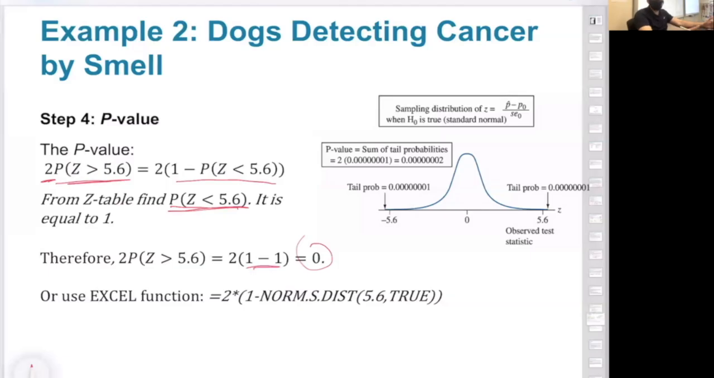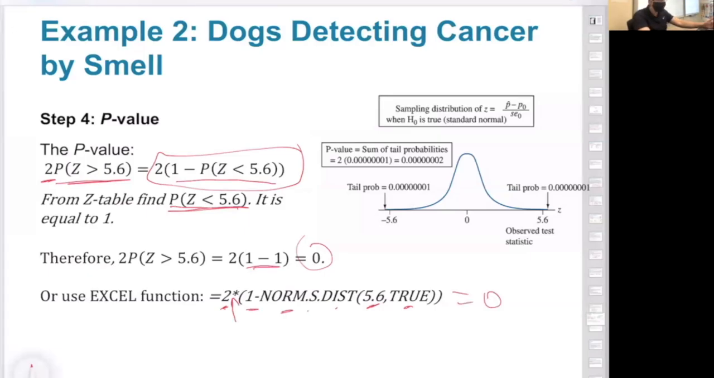Or you can use an Excel function. All you need is to write this function in Excel: 2 times 1 minus NORM.S.DIST of the test statistic value, and TRUE because it's a cumulative probability. So you will have at the end 0.